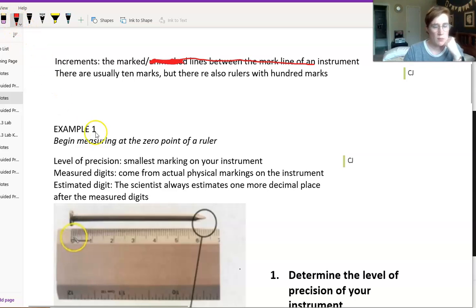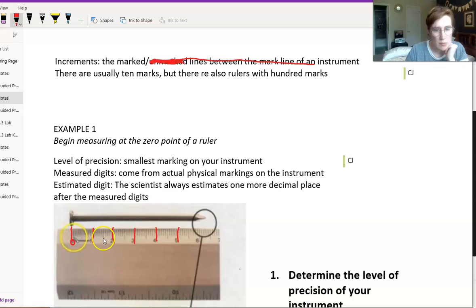Now, when we begin measuring, we always begin putting our item on the 0 line. So we take the nail and we put it all the way here to the 0. And the level of precision is going to be the smallest marking on your instrument. We can see that the biggest increment line right here and right here, these are measuring to what decimal place? Well, we can see that they are measuring by ones, and so these are measured to the ones place.